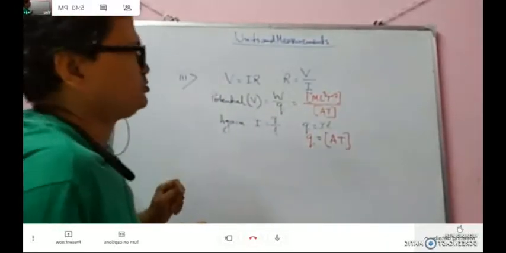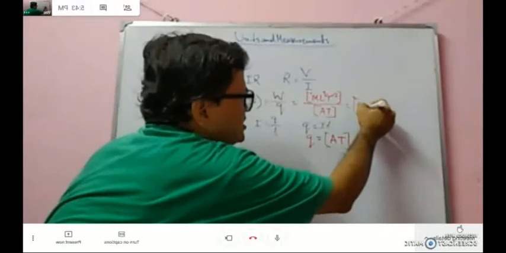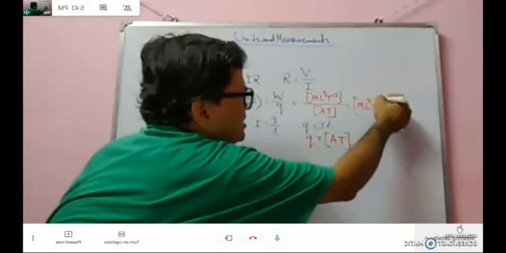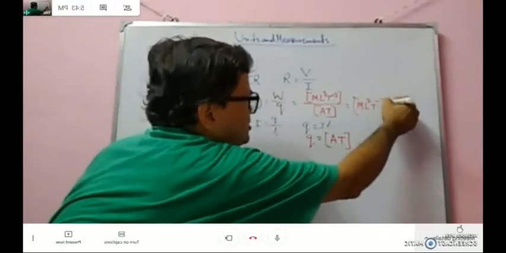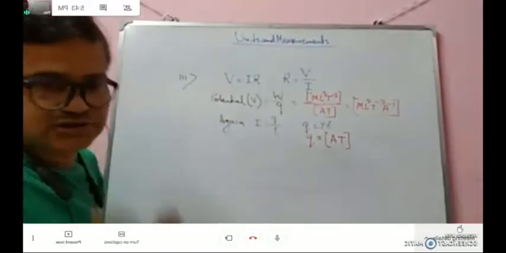So potential we are getting what? M L square e to the power minus 3 a to the power minus 1. So that is the dimensional formula of potential.